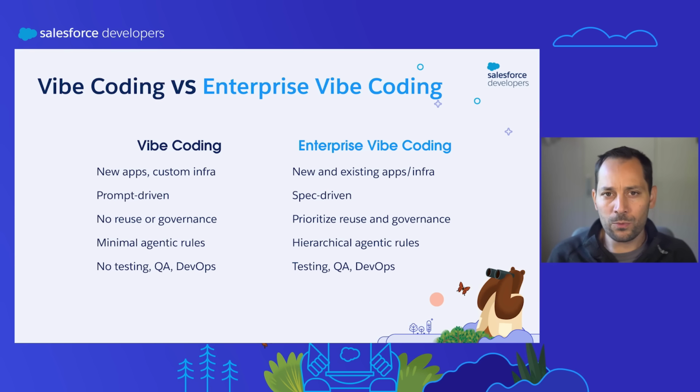Now, what makes vibe coding different from enterprise vibe coding is taking it a step further. With vibe coding, you work on discardable code. You don't focus too much on quality. You're mainly there to prototype things. But when you move on to enterprise vibe coding, you have to take into consideration another set of constraints. You work with an existing application or an existing infrastructure. You're working with specs. You have to prioritize architecture, reuse governance, and you work with quality in mind. So you apply testing, DevOps principles, all of these things. This really takes vibe coding one step further, and it makes you build code that is there to last and scale.